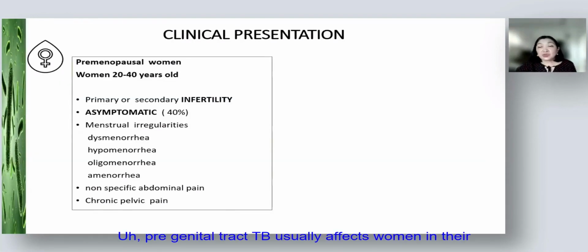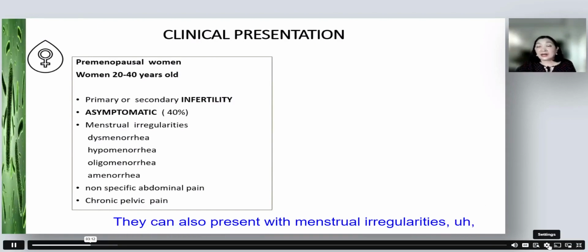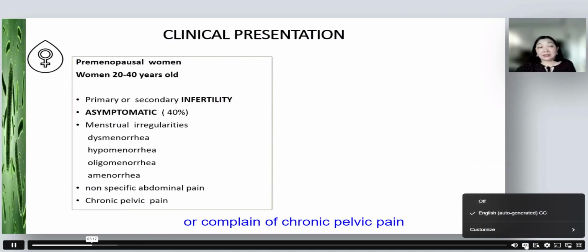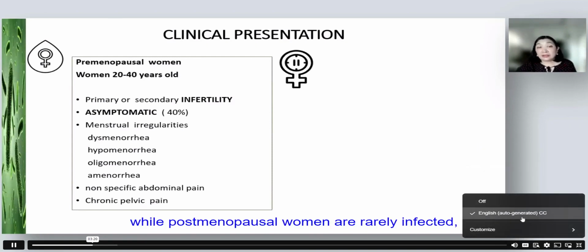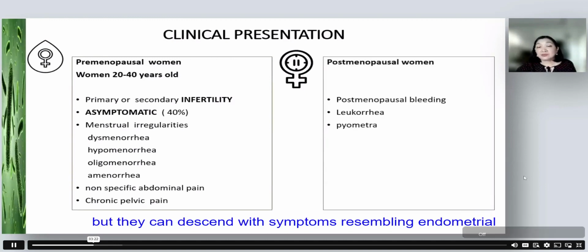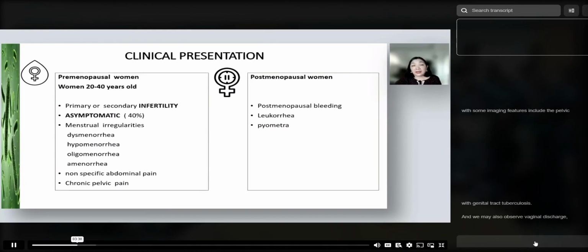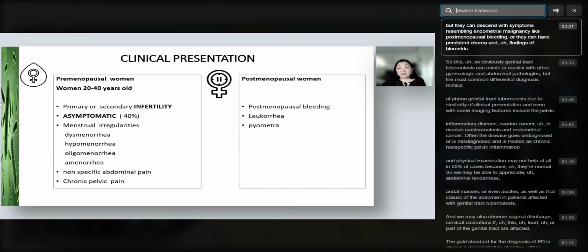Female genital tract TB usually affects women in their productive age group, and the most common presentation in developed countries is infertility. And about 40% actually, however, are asymptomatic. They can also present with menstrual irregularities, non-specific abdominal pain, or complaint of chronic pelvic pain. While postmenopausal women are rarely infected, they can present with symptoms resembling endometrial malignancy, like postmenopausal bleeding, or they can have persistent leukorrhea and findings of pyometra.